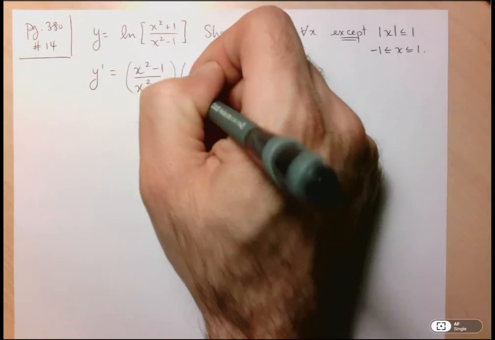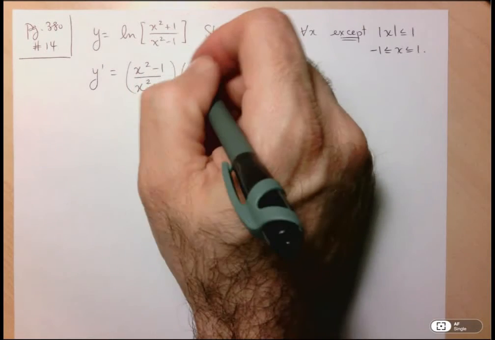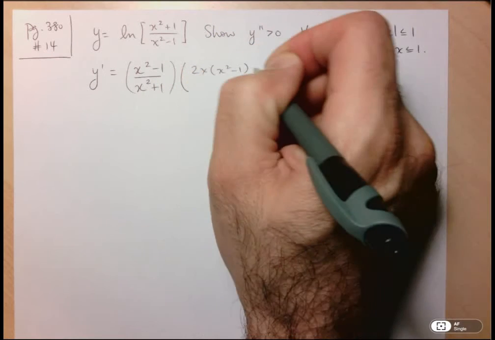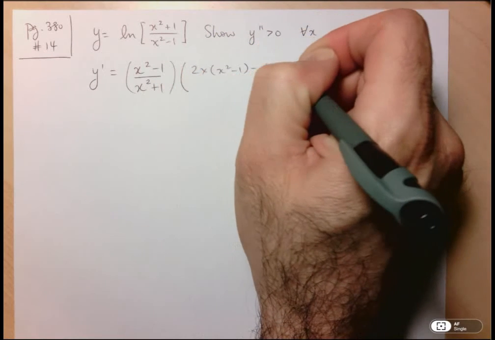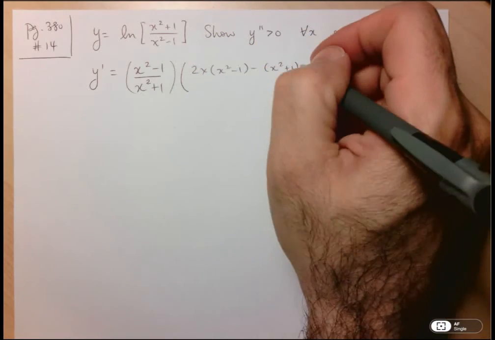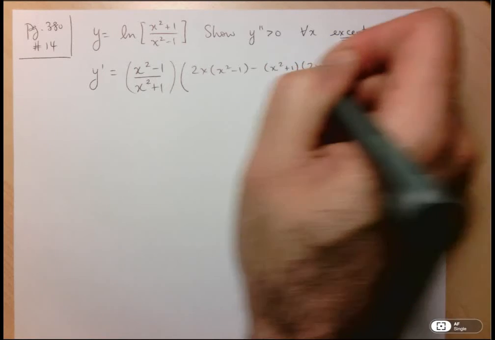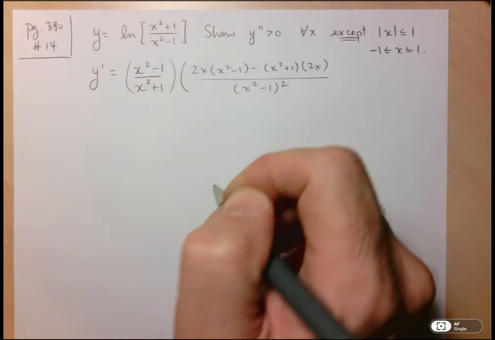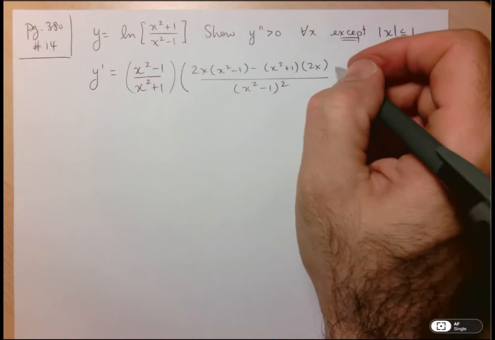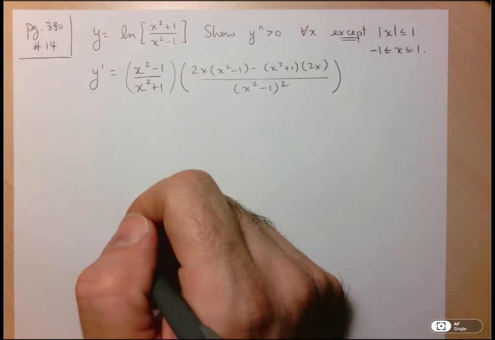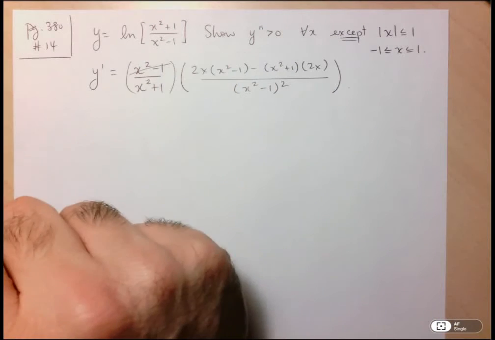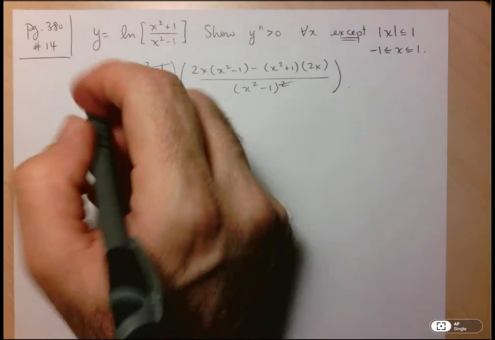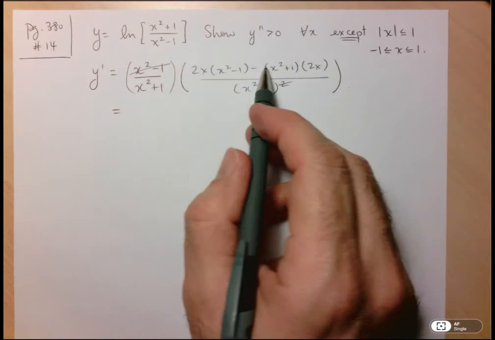which is going to require the product rule. So the derivative of the top, 2x, times the bottom, x squared minus 1, minus the top function, x squared plus 1, times the derivative of the bottom, 2x, all over x squared minus 1 squared. One thing I notice here is I have an x squared minus 1 in the numerator that I can reduce with one of the ones in the denominator here.